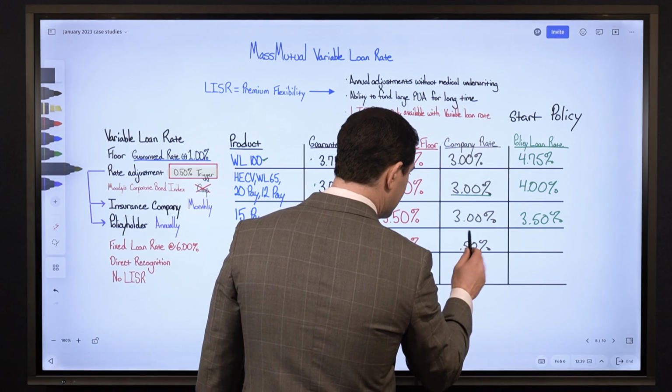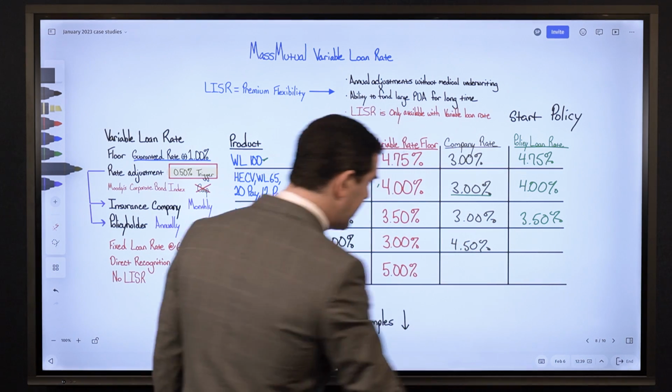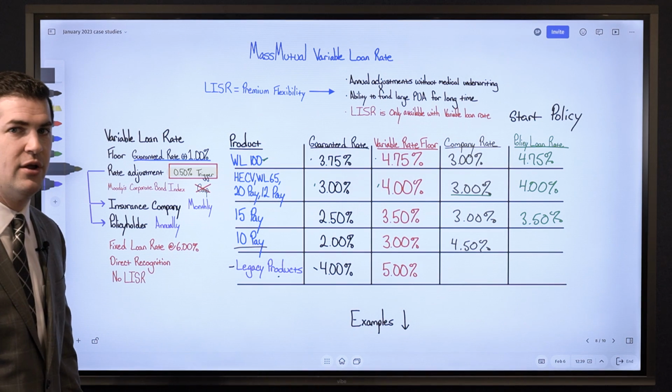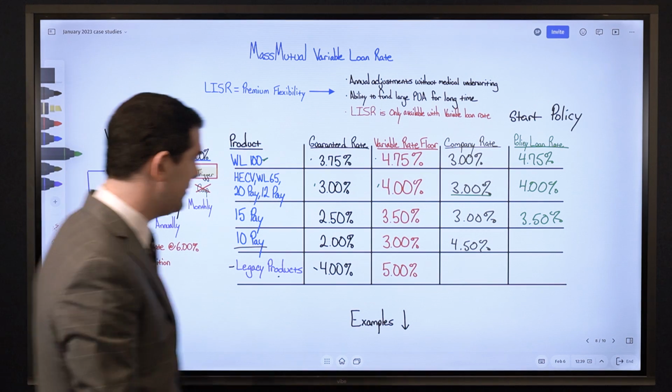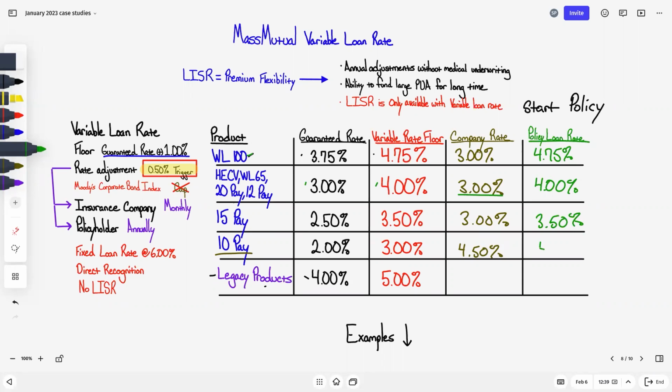What if, when starting a policy, the company's rate was 4.5%? What would your variable loan rate be? It'd be 4.5%. And legacy products, since I've been in the industry, the variable loan rate has always been lower than 5% when they were started. Now it's finally a bit higher than the floor of 5%, but that's their older product, which we'll hit on an example of that toward the end of this video.